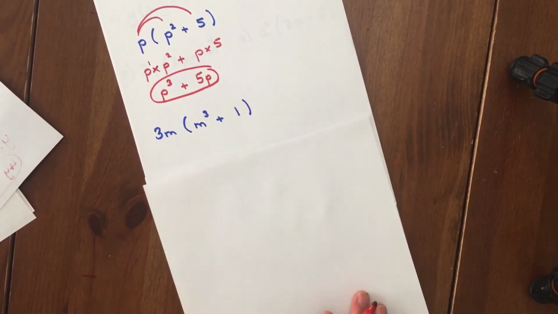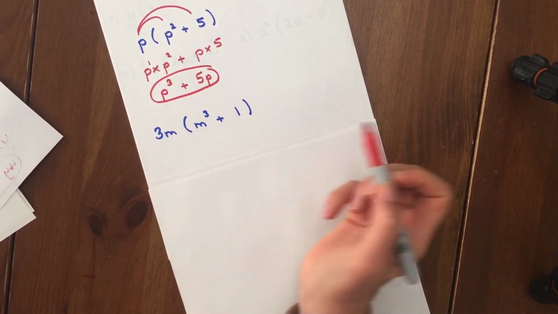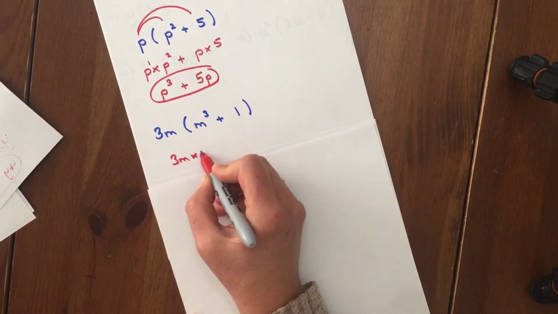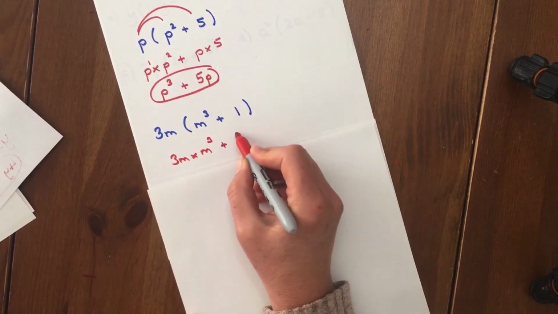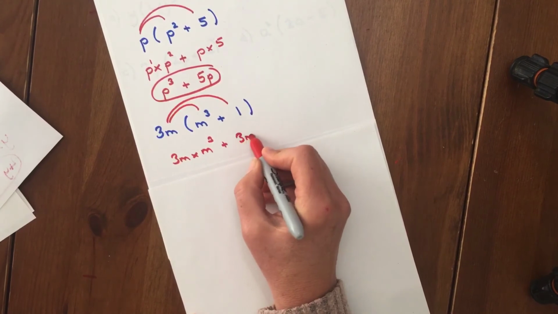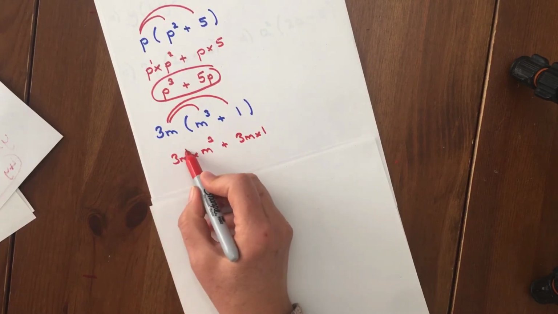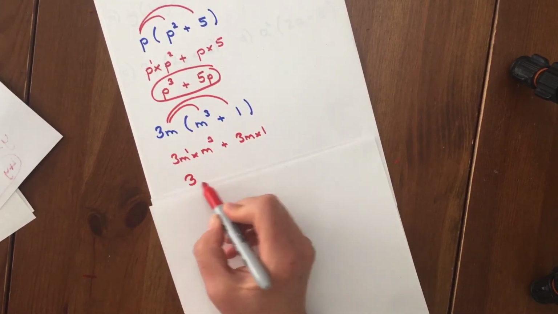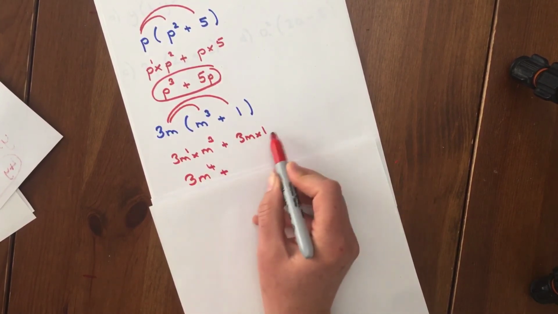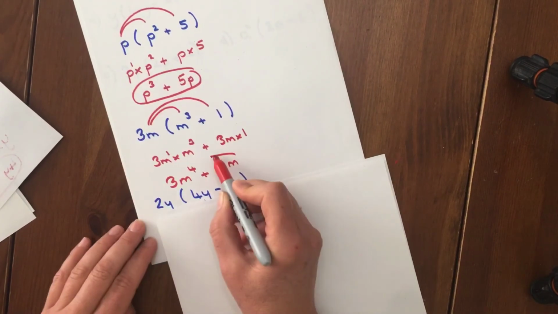Next one, getting really tricky now. So well done if you're still understanding this, I'm really proud of you. 3m times m cubed plus 3m times 1. It really helps if you put these arrows in. Right, so this is a 1 here. Remember, I've got the 3, and then I add the powers to get 4. Plus, well, 3m times 1 is just 3m. And that's my end solution.